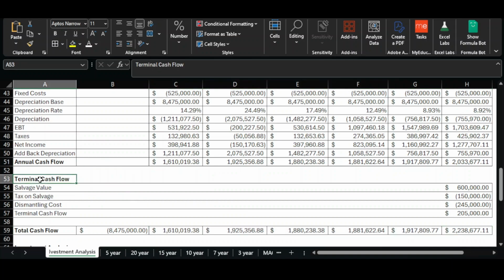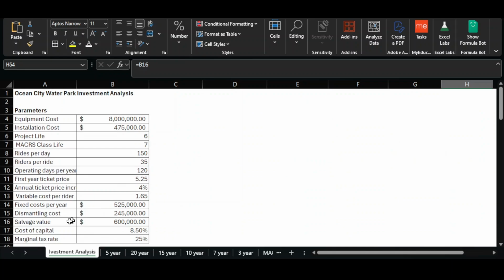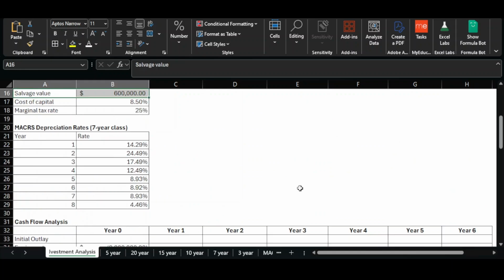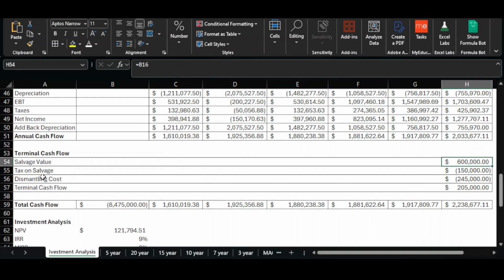But let's talk about terminal cash flow first. Terminal cash flow is the set of financial parameters at the end of the life of the asset, meaning you're about to salvage it and then get some earnings from it. So 600K is the salvage value. I think this is given up here. Yes, single, and there you go. It's given in the problem. So that's one. You have to list it down to be clear.